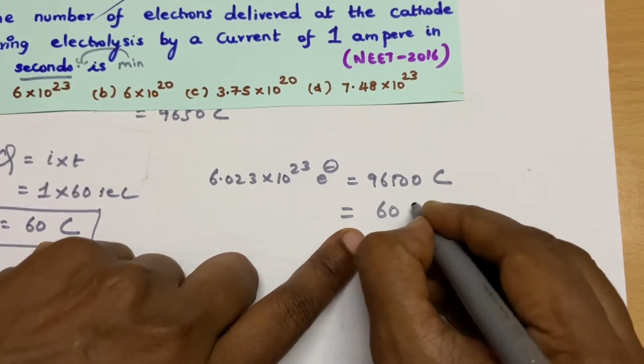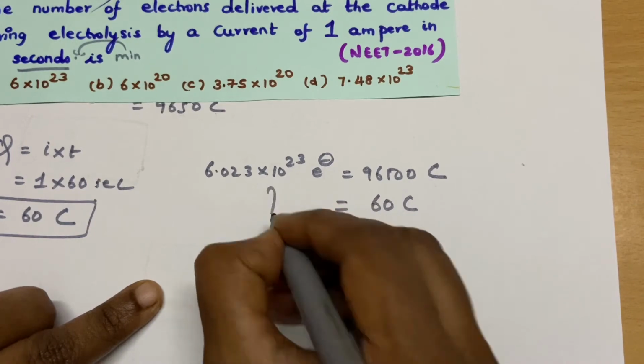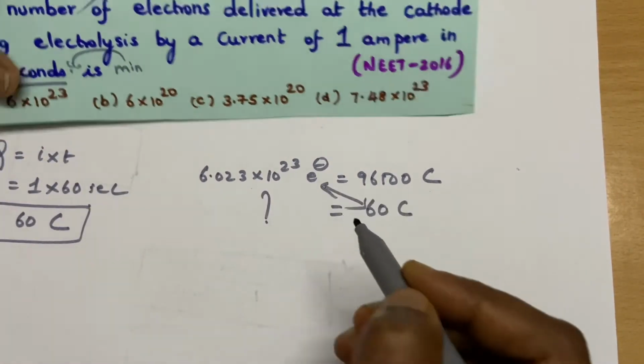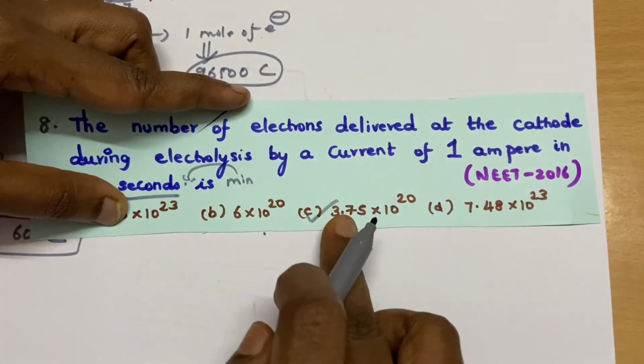Now this is 60 coulombs. So you have to calculate how many electrons, just by doing the cross multiplication, divided by this. If you do this calculation, the answer is 3.7.